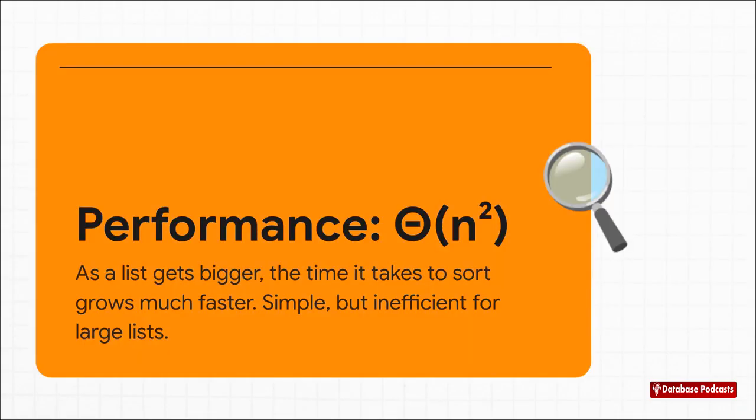But how does it perform? This is where we see its big weakness. Because it has to scan the remaining list for each and every slot it needs to fill, its performance is what we call theta n squared. Now that's just a fancy way of saying if you double the number of items, the work required actually quadruples. For a small list, it's fine. But for thousands or millions of items, it becomes incredibly, painfully slow.